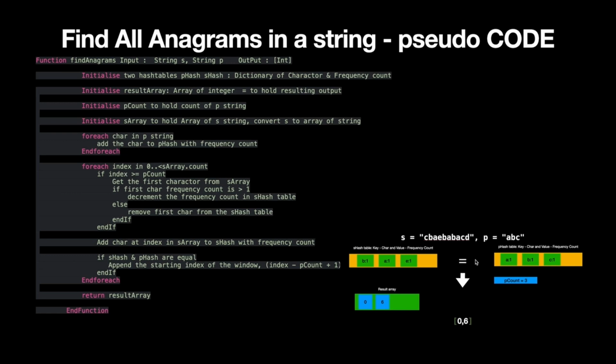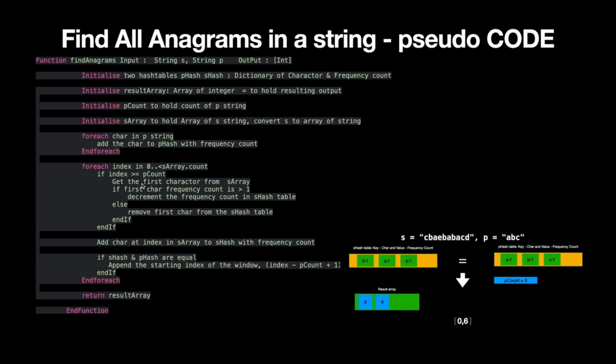And then we will loop through this whole array, S array, right? Similarly, we'll be inserting C, B, A in this S table, and as soon as the index has reached the P count, which is 3, right, then in the next loop it has to go to the next window, right? And C has to be removed, the last character has to be removed.